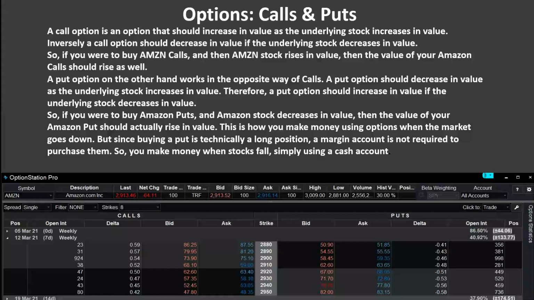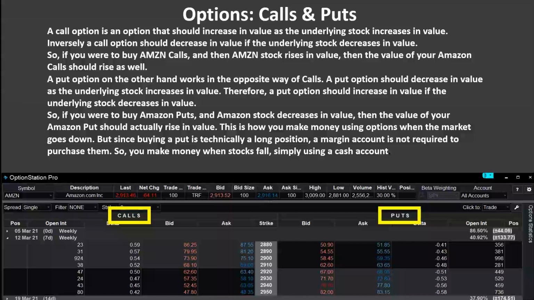A margin account is not required to purchase puts because you're actually doing a long transaction. You're not borrowing any money to short a position. You're buying a security long. You're actually buying a put. You're not selling it. The margin account is not required to purchase them. So you can make money when stocks fall simply by using a cash account, and a margin account is not required.